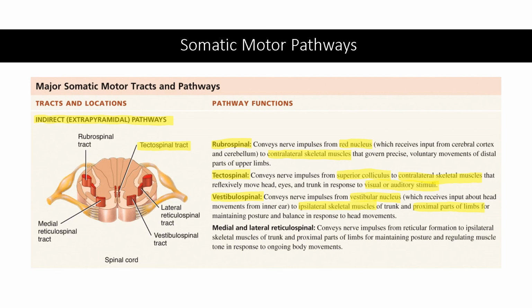And then lastly are the medial and lateral reticulospinal tracts. These are going to convey nerve impulses from the reticular formation in the brain to skeletal muscles on the same side of the body for the trunk and proximal parts of the limbs, again mainly for maintaining posture and regulating muscle tone, but this is in response to ongoing body movements.